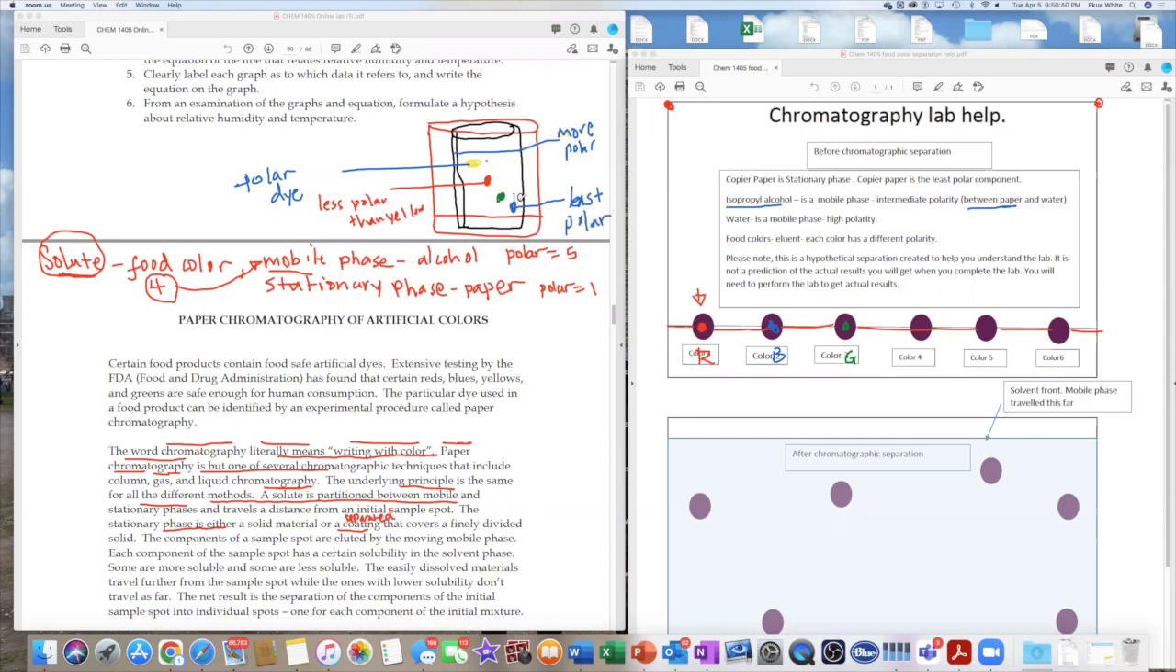Why can we conclude the blue is the least polar? The blue prefers to be with the paper, and the paper also has a lower polarity, right? Of the three components, the paper is the least polar component, okay? Like dissolves like.